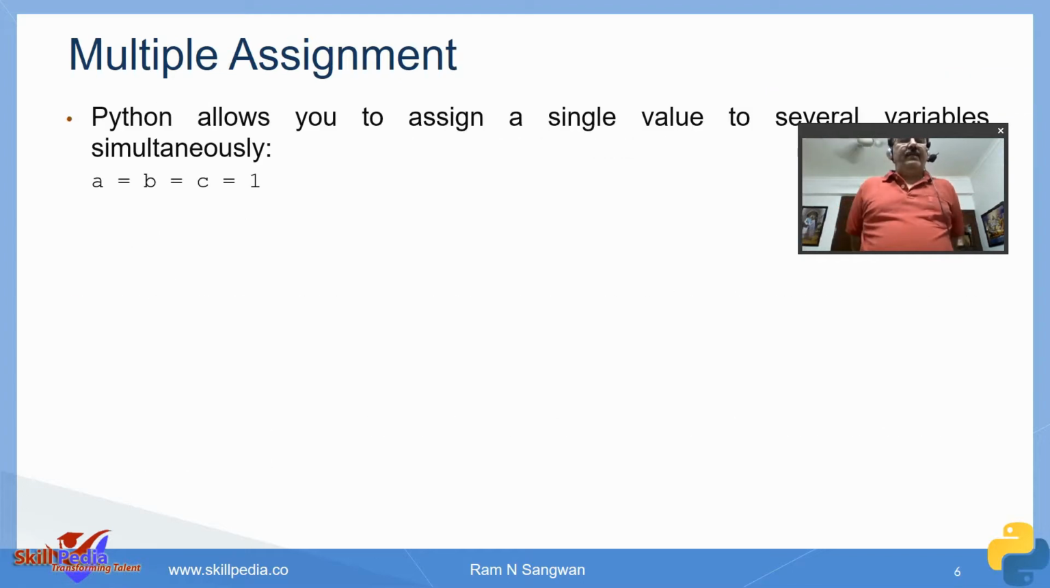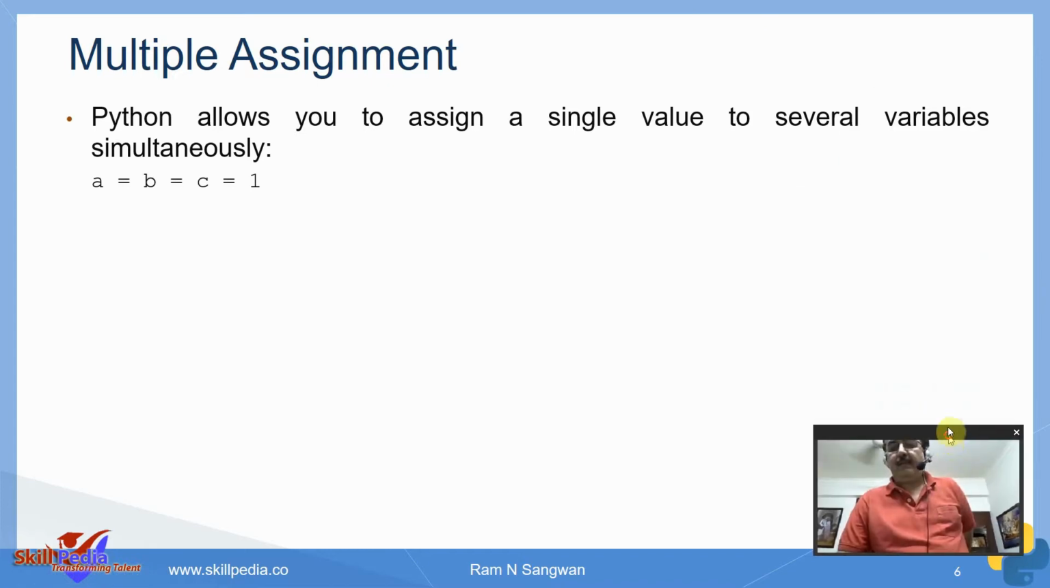Second is multiple assignment. We can assign multiple variables simultaneously. Python allows you to assign a single value to several variables simultaneously. For example, this value 1 is assigned to A, B and C, all the 3 variables. This is allowed in Python. Not every language allows this, remember. You can't do this in every language. It is actually a best of all languages, let me put it that way.